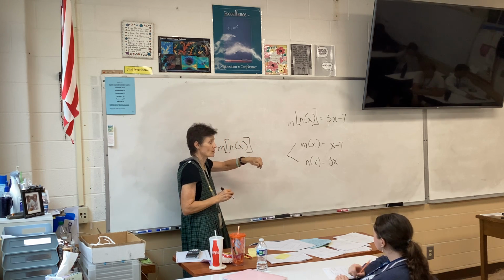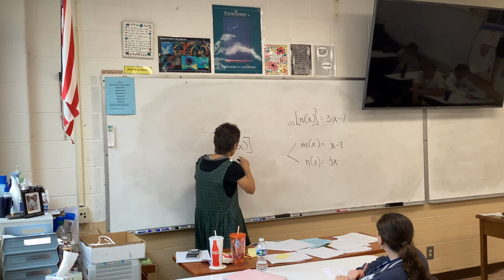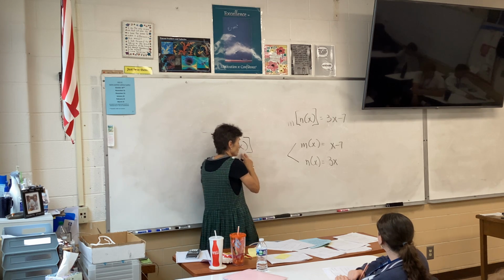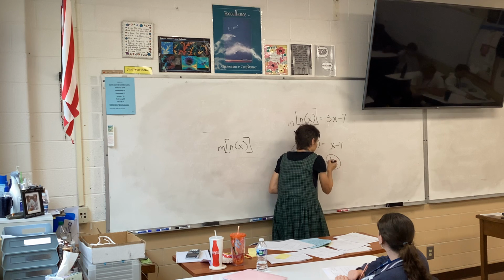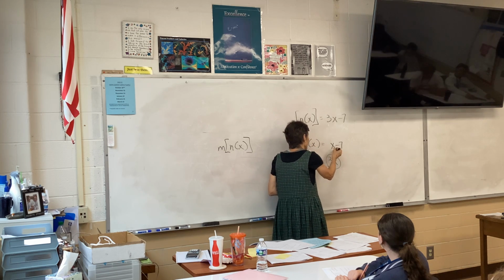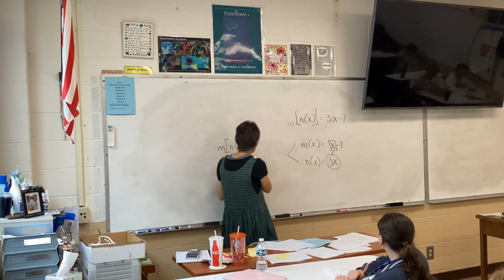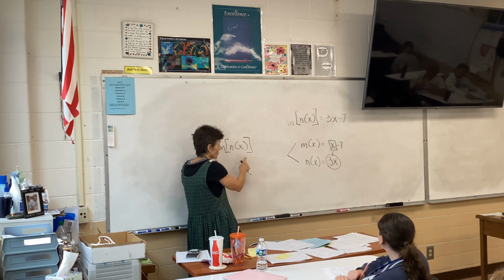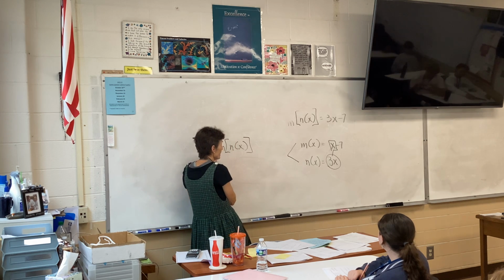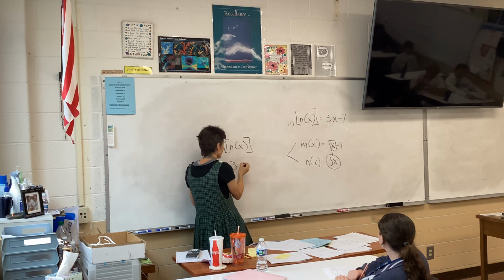Let's check our answer. This says take the n function and plug it into m. That's what this says. So if I take n and plug it into m, won't I have 3x minus 7?